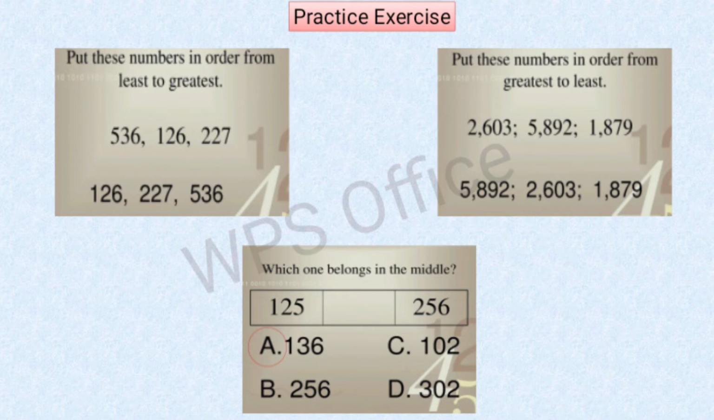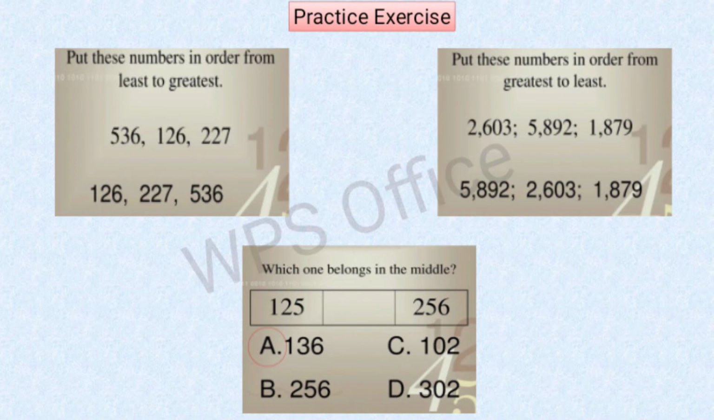Can you all identify which one belongs in the middle from option A, B, C and D? Yes, option A is correct. Because 136 is greater than 125 and smaller than 256. While option B, 256, is same as 256. And option C, 102, is smaller than 125. And 302 is greater than 256. So B, C and D cannot be our correct option. Hence option A, 136, is correct.